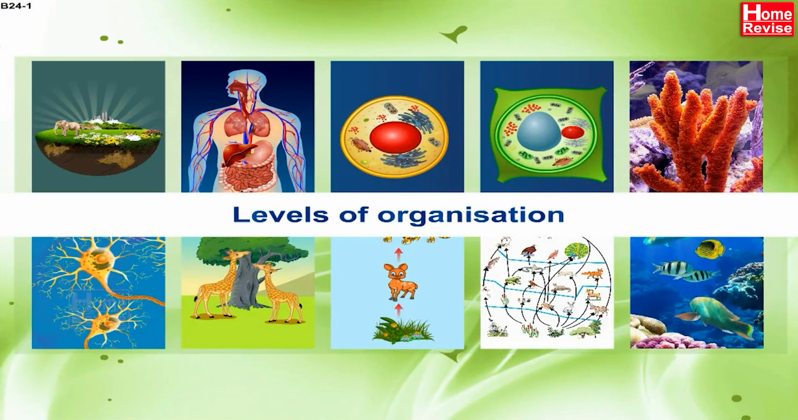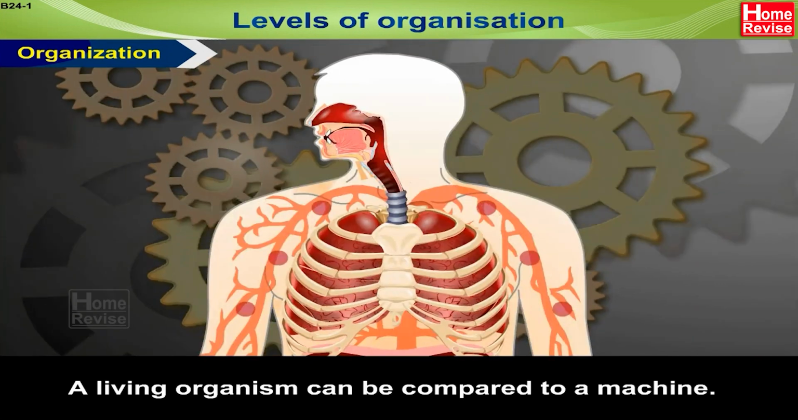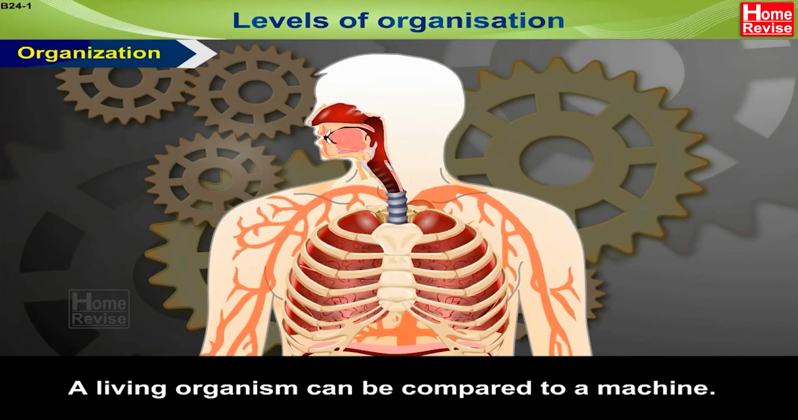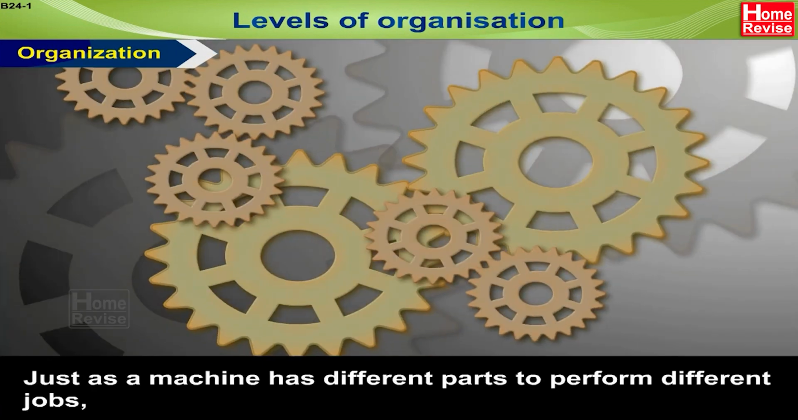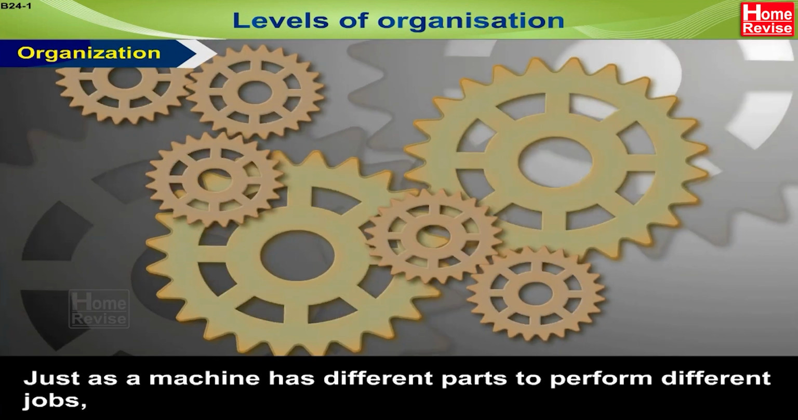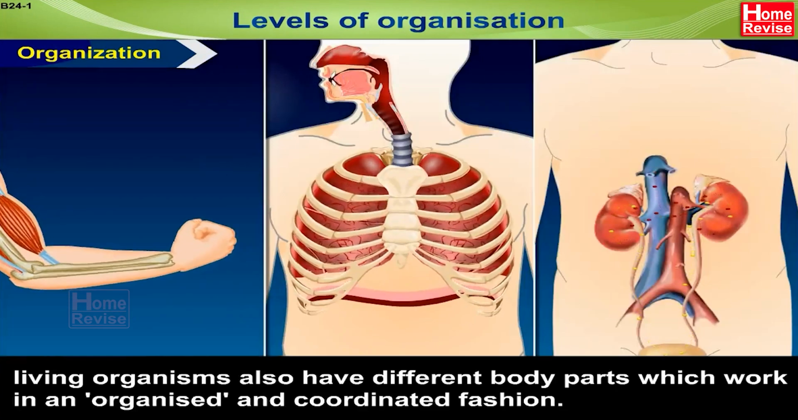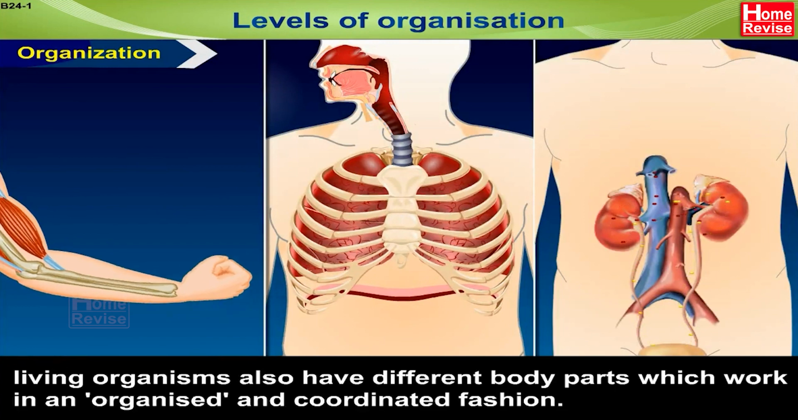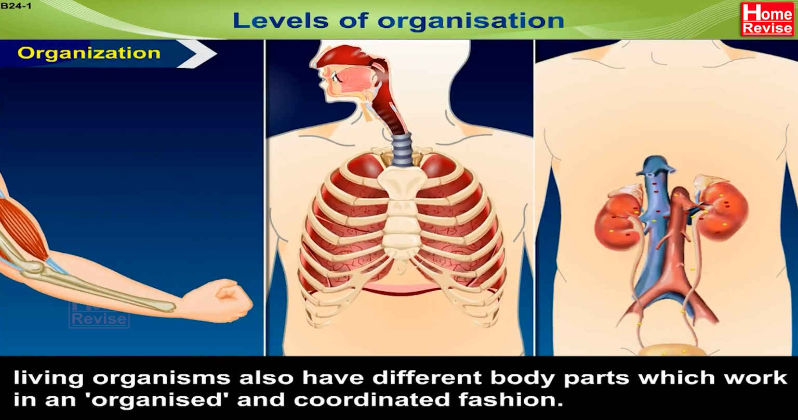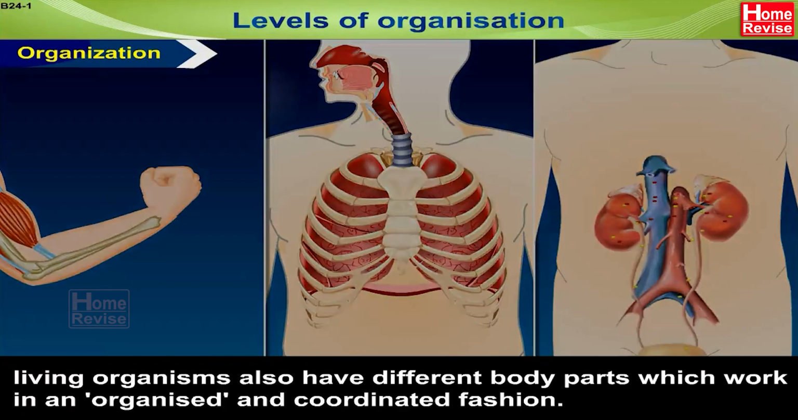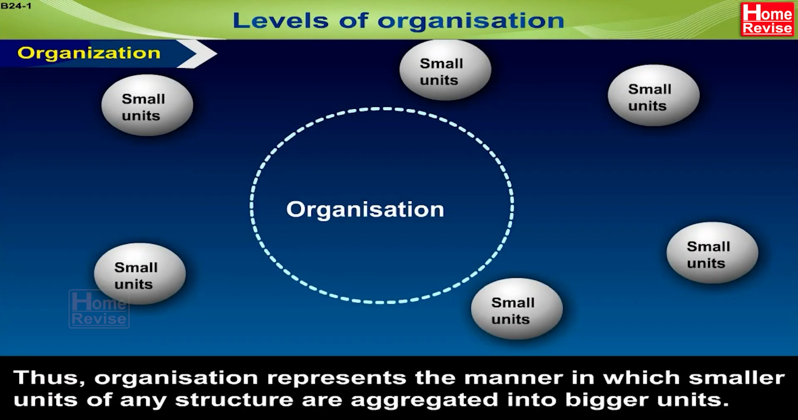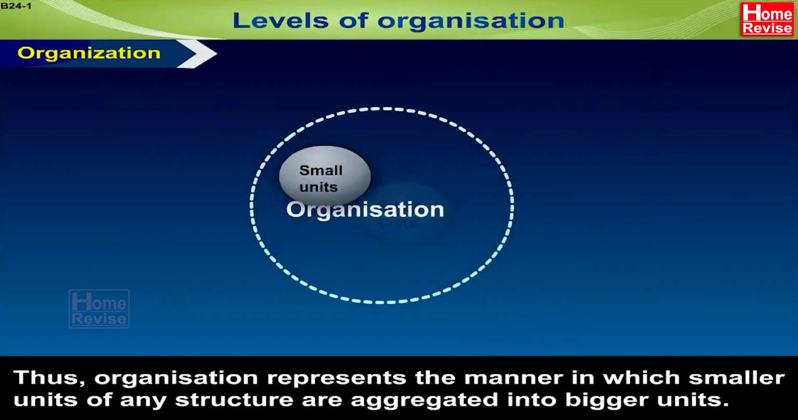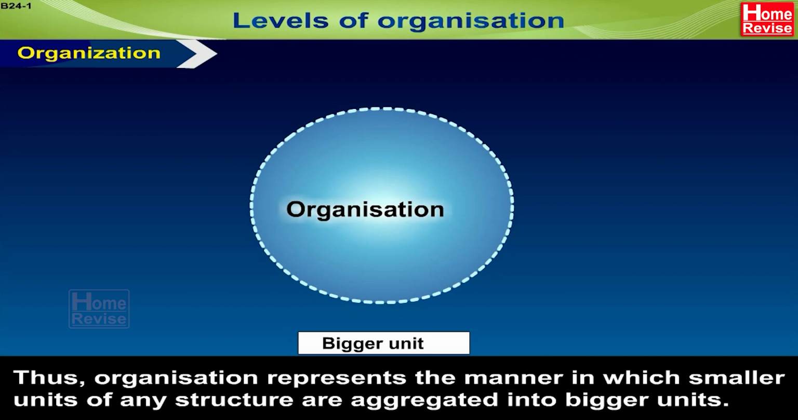Levels of organization. Organization. A living organism can be compared to a machine. Just as a machine has different parts to perform different jobs, living organisms also have different body parts which work in an organized and coordinated fashion. Thus, organization represents the manner in which smaller units of any structure are aggregated into bigger units.